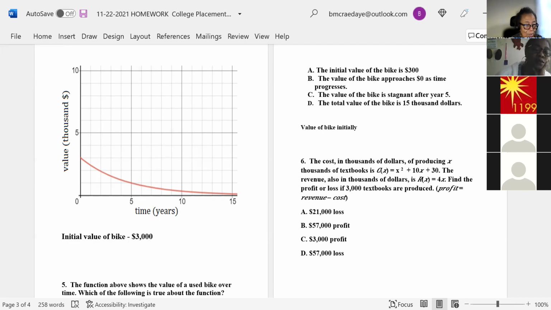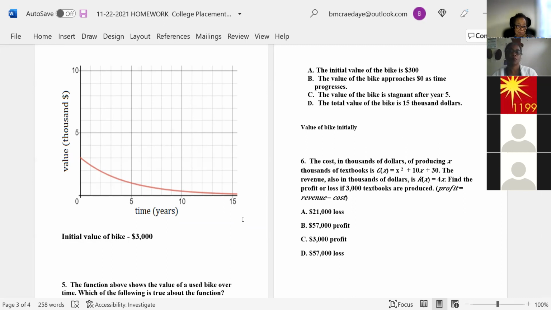So we know then it can't be the one that said 300. It can't be A because A said the initial value of the bike is 300. But the initial value of the bike is 3,000. So it can't be A. The value of the bike approaches $0 as time progresses. No.